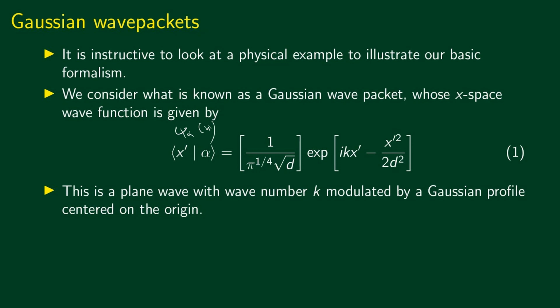All right, but here we have got something else. This, as we said, is a Gaussian function. So multiplying the plane wave is a Gaussian function of the form e raised to minus x prime square divided by 2d square. So what we have is a plane wave with a wave number k modulated by a Gaussian profile centered on the origin. If you look at this Gaussian function, we can actually plot it. We'll see that it's a bell-shaped curve centered at the origin.